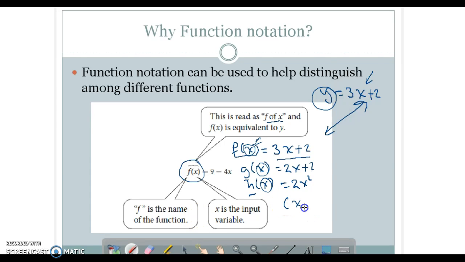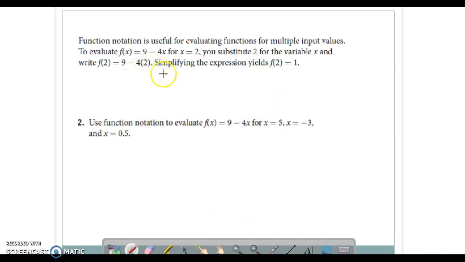So you might even say that instead of x comma y, we could say x comma f of x. Let's take a closer look at function notation. Here, we have f of x equals 9 minus 4x for x equals 2. All we're saying here is f of 2. What number do they want me to plug in for x? Well, they want me to plug in 2. And then I solve. In this particular case, that equals 1.